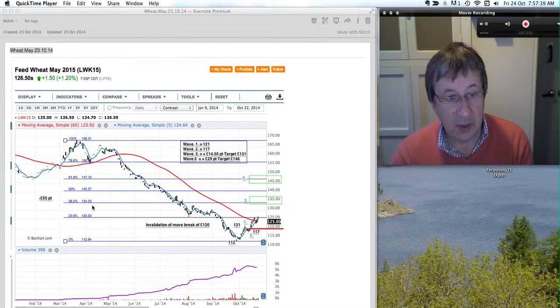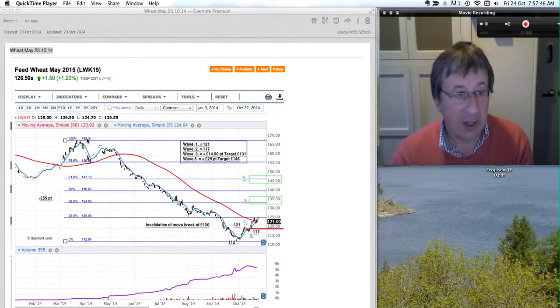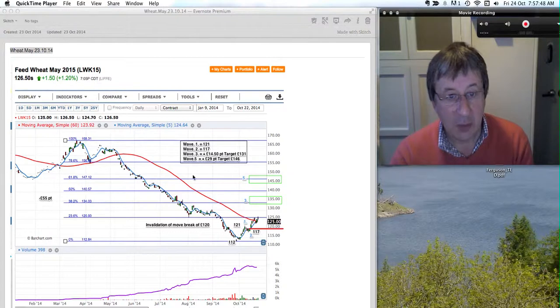So we've got a 30% retracement of the whole move. The whole move has been £55 a tonne from a high of 168. So wave 1 has been to 121 from a low of 112. Wave 2 is a pullback to 117. Wave 3, I'm looking at a £14.50 to £15 a tonne move.